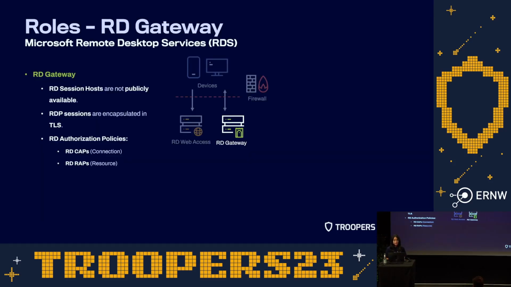Then we have the RD gateway role, which will receive the incoming RDP session requests, which will be encapsulated in TLS, and then forward them to the correct server. By doing that, it prevents some RDS components, and in particular the session hosts, from being publicly exposed. At the RD gateway level, the RD authorization policies are defined, and they can be either the connection authorization policies, meaning which users are allowed to connect to the network, or the resource authorization policies, meaning which hosts the users have access to.